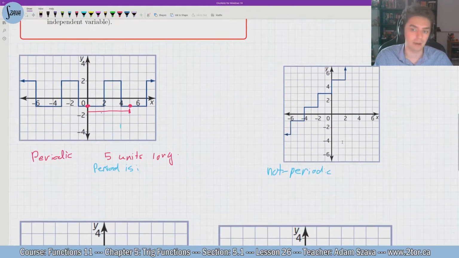It's just a repeating pattern, okay? Which is not the same thing as periodic. So see, this has a repeating pattern. You're going up 2, over 2, up 2, over 2. But it is not periodic. It's not like you repeat itself entirely somewhere else.